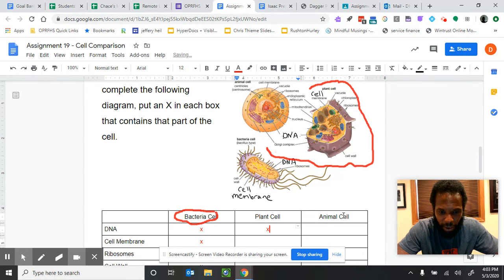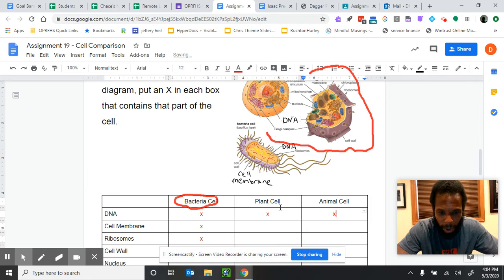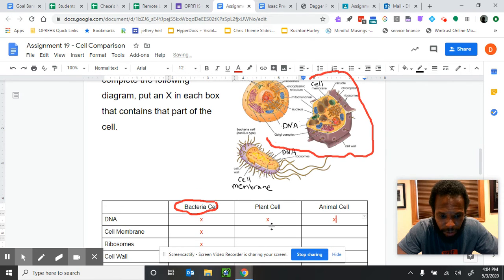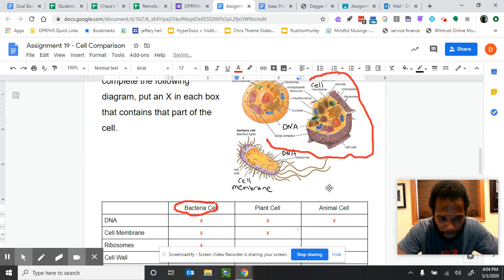Does the animal cell have DNA? Yes. Does it have a cell membrane? So cell membrane is here on the plant cell. Yep, sure does. And animal cell, which is us, does the animal cell have a cell membrane? Yep, sure does, right there.